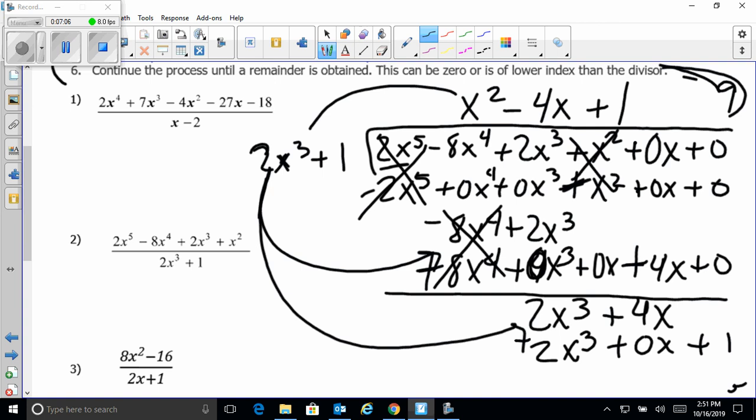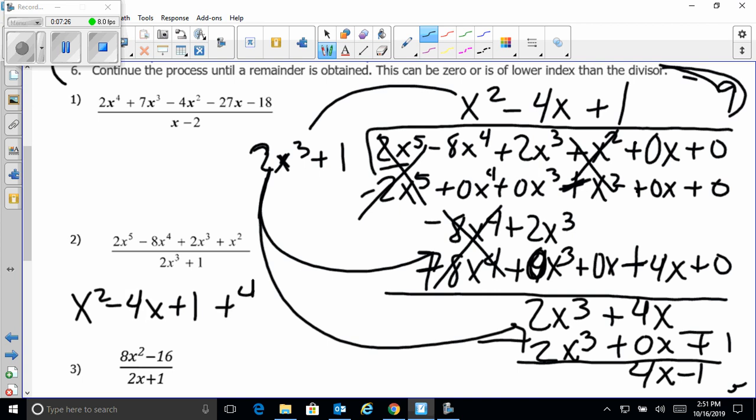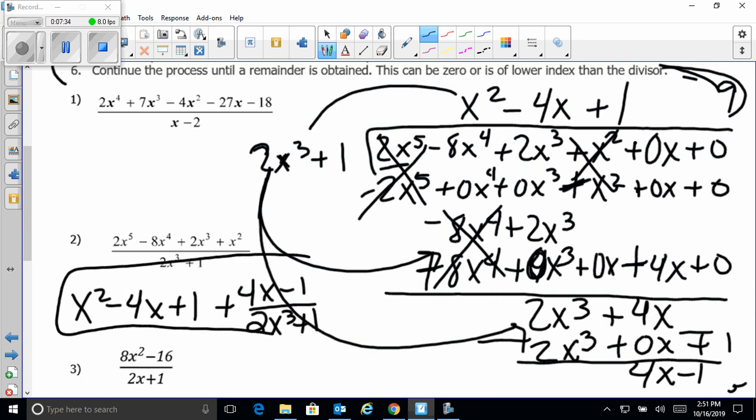And then I'm subtracting it, subtracting that. And what am I left with? 4x minus 1. This is a smaller degree than my divisor, so I'm done. So that's my answer. So my answer for number 2 is x squared minus 4x plus 1 plus the remainder of 4x minus 1 over 2x to the third plus 1. That's my answer. I have a remainder. That also means that 2x to the third plus 1 could not be a factor. That's what we looked at on the hook.